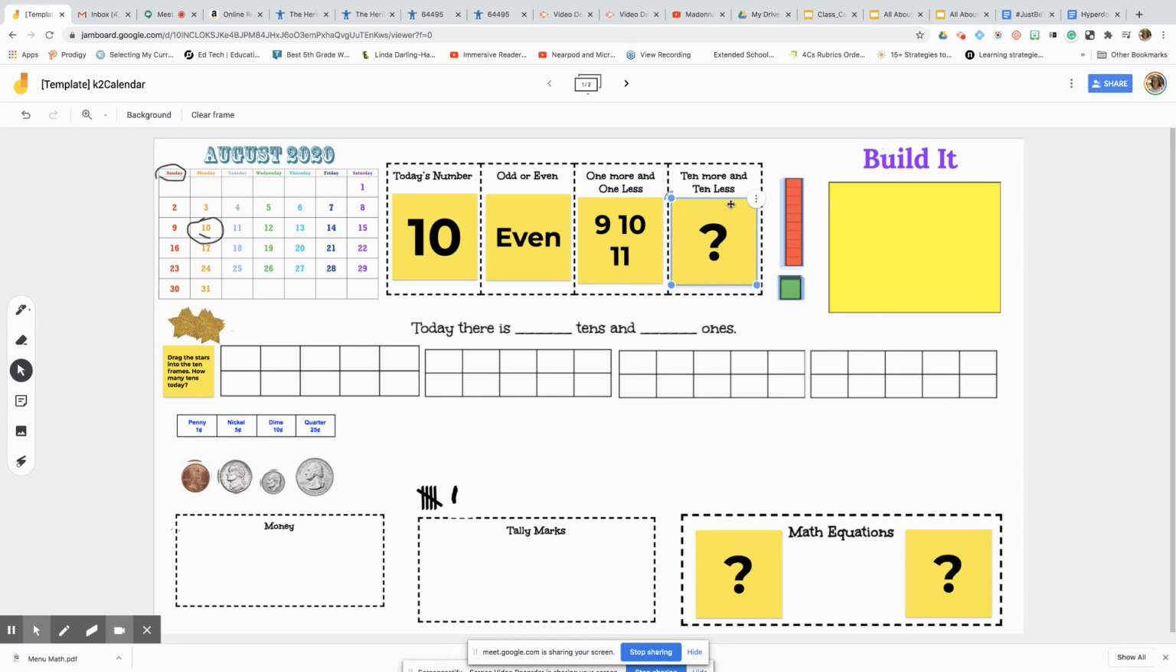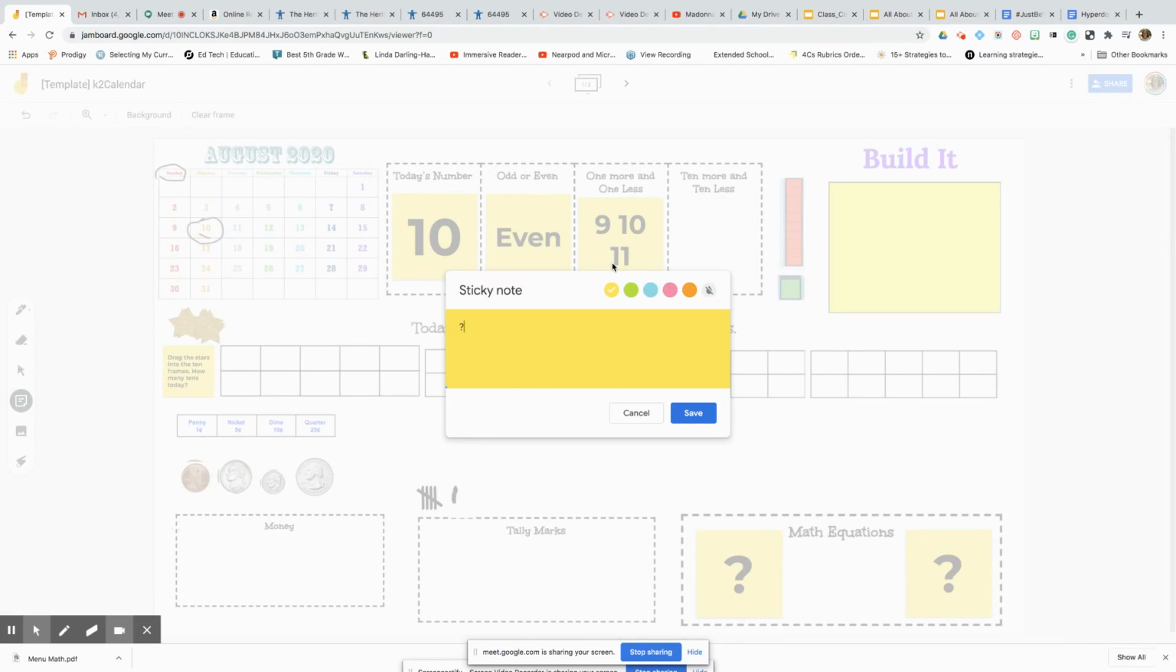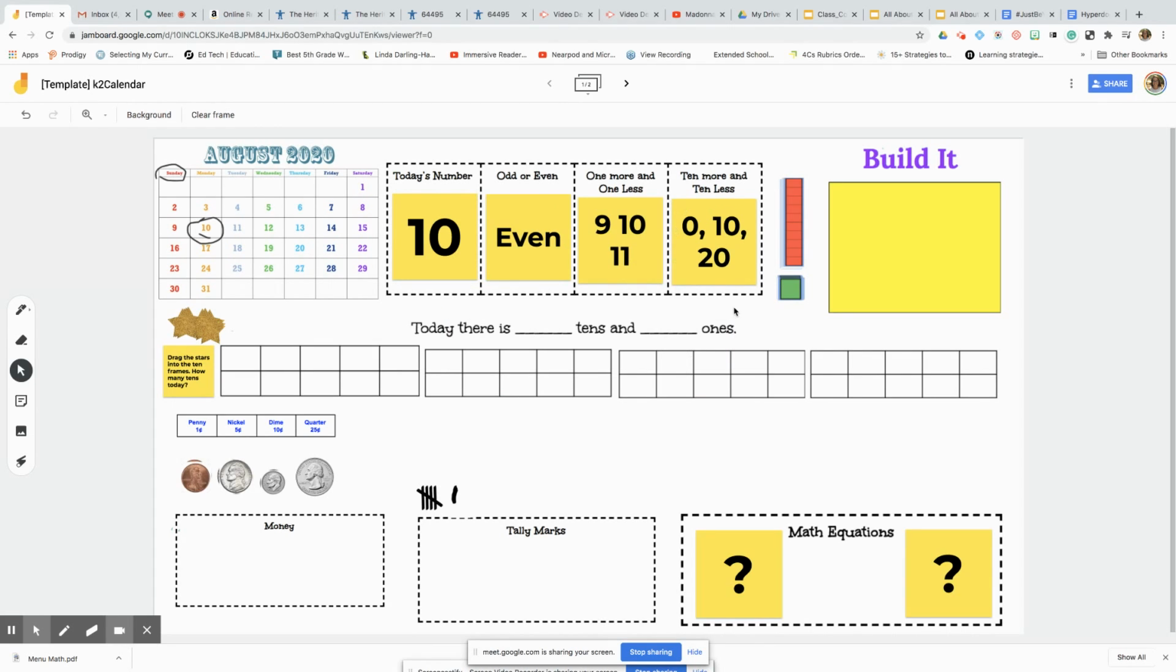Now let's try to think what is 10 more and 10 less than 10. What do you guys think? What's 10 more and 10 less than 10? 10 more is 20. And 10 less is 0. Very good. Yes, 10 more is 20 and 10 less is 0.